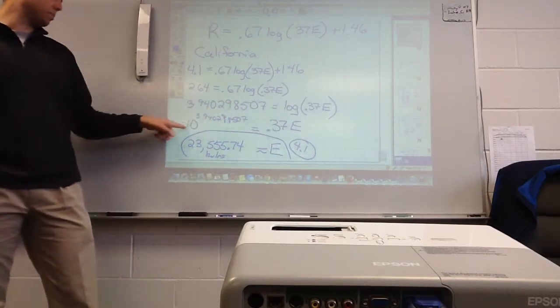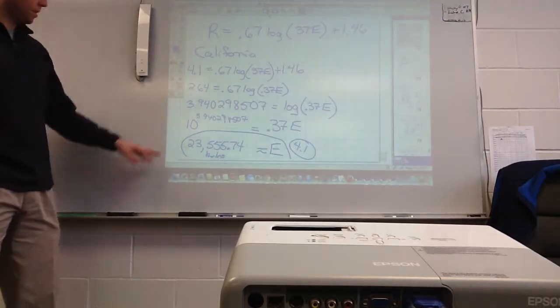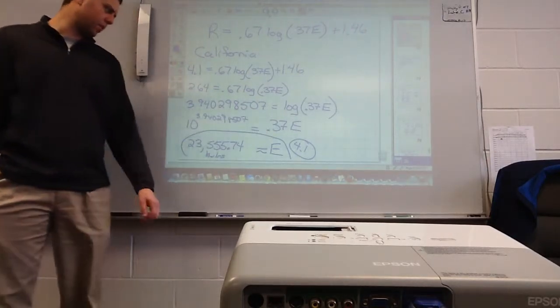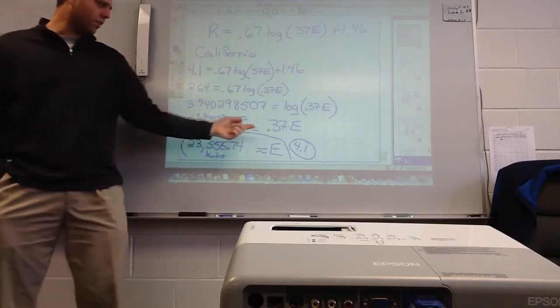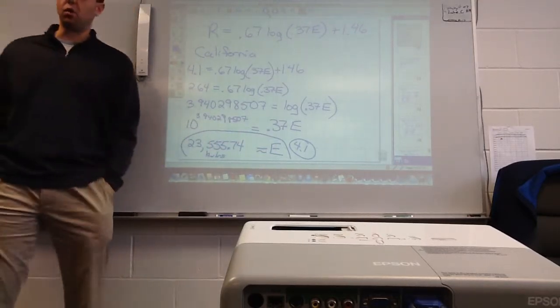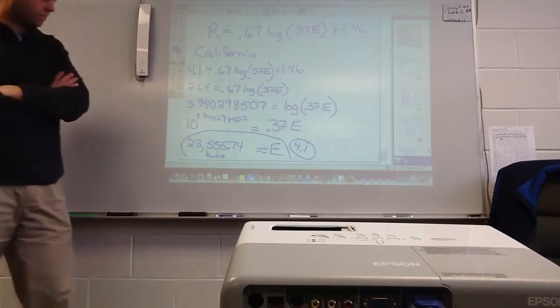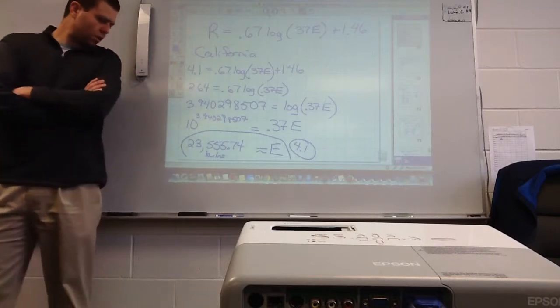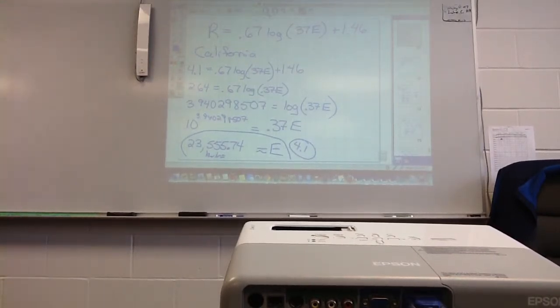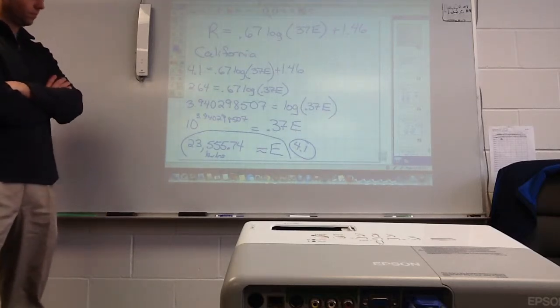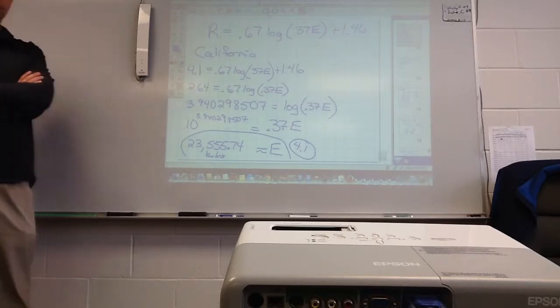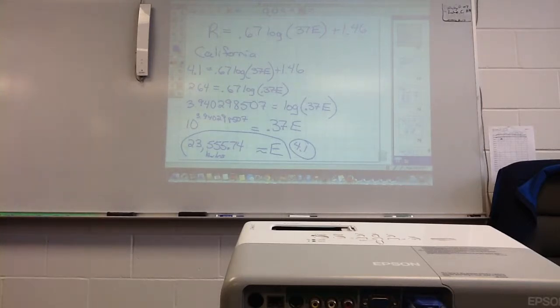So 10 raised to this power equals 0.37 E. Get that answer, divide by 0.37, and hopefully if you're working through it on your calculator, you would get 23,555.74 kilowatt hours. So the amount of energy that this earthquake releases is over 23,000 kilowatt hours. Any questions on what we did there?